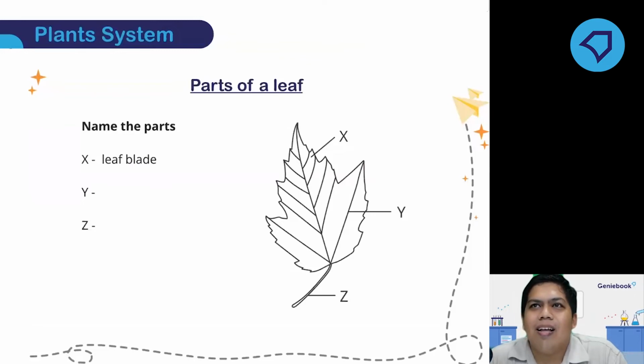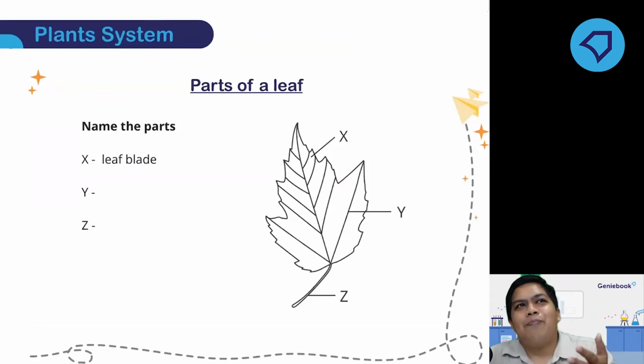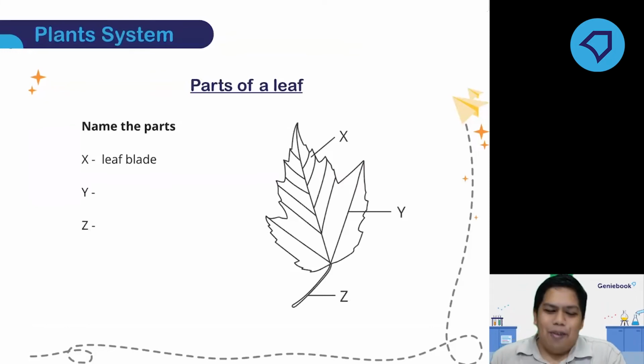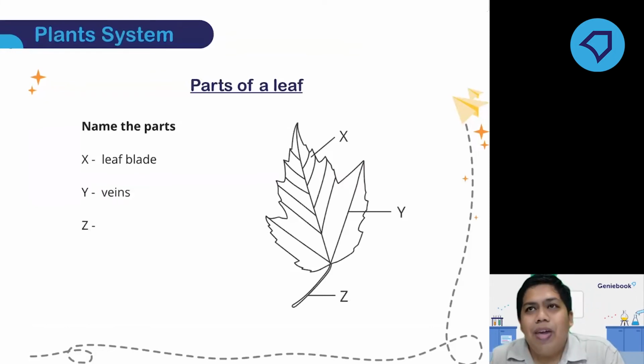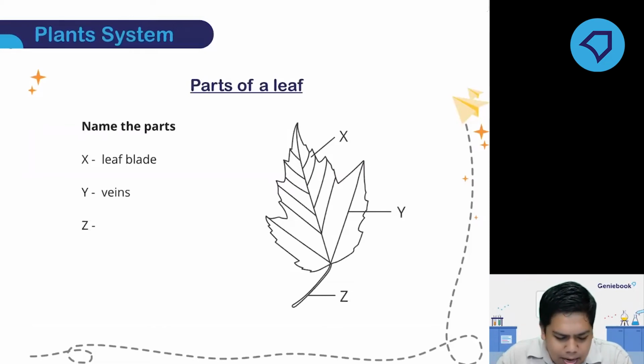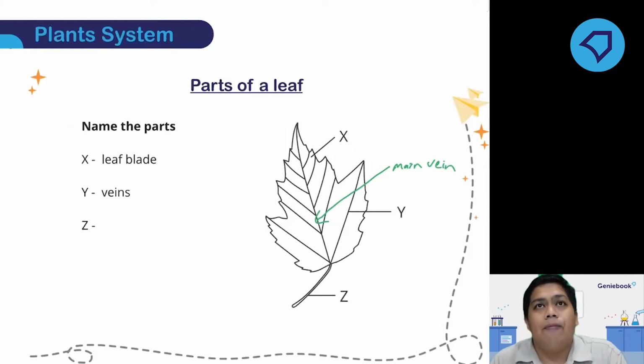Some of you mentioned the next part of the leaf, part Y. So what is part Y? Look carefully, it's pointing at one of the lines. Now all of you are correct. This is the veins. You can say leaf veins, or the veins only. If it's pointing to the main one at the center, that is the main vein of the leaf. But this is something additional, so if you don't know, it's okay. You can just say veins.